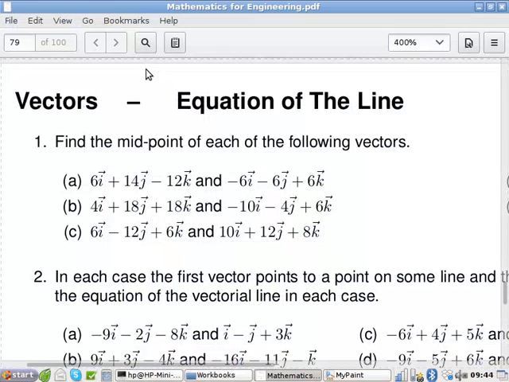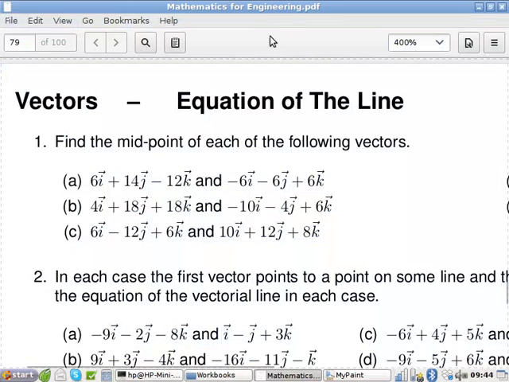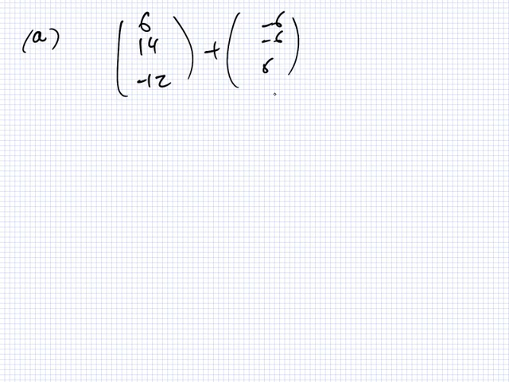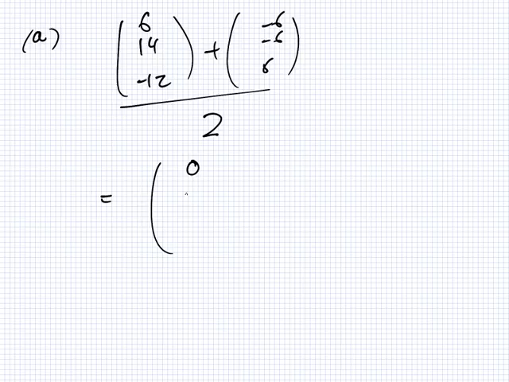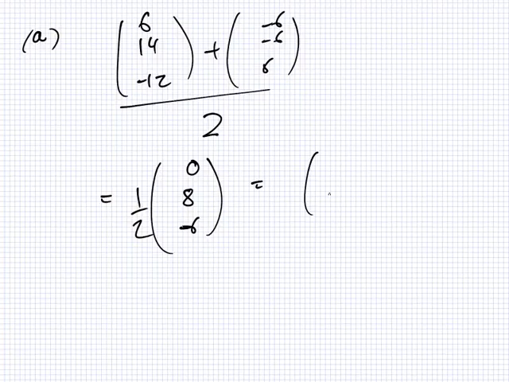So here's the first vector. What is it? 6, 14, minus 2 or minus 12? Minus 12. Plus minus 6, minus 6, 6. You add them together and divide by 2. So this is 0, 8, minus 6, and you divide by 2. Minus 4, minus 8, minus 18. No, but the last one's plus 6 actually. So the midpoint is 0, 4, minus 3.